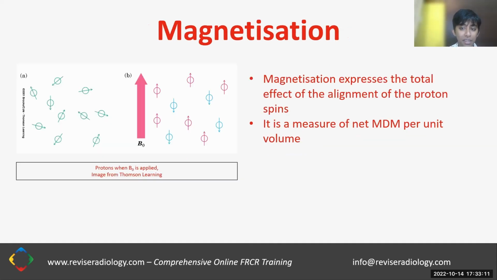Let's discuss the magnetization. Magnetization expresses the total effect of the alignment of the proton spins. You can see in the image on the left-hand side, there's 1, 2, 3, 4, 5, 6 pink ones and 4 blue ones. So 6 minus 4, 2, is the total effect of the alignment of the proton spins. That's the magnetization. It's the measure of the net magnetic dipole moment per unit volume.